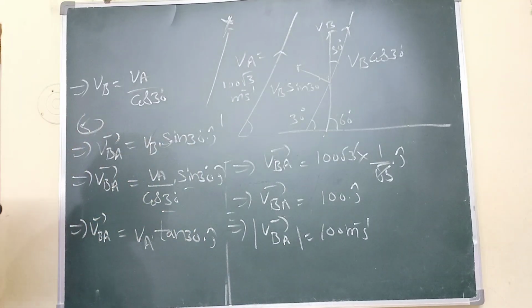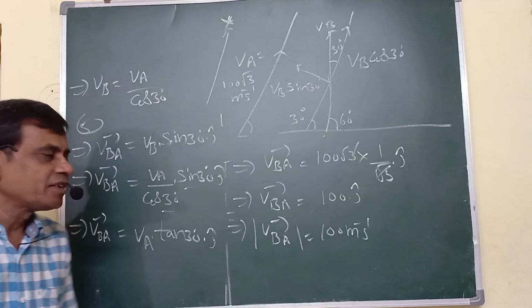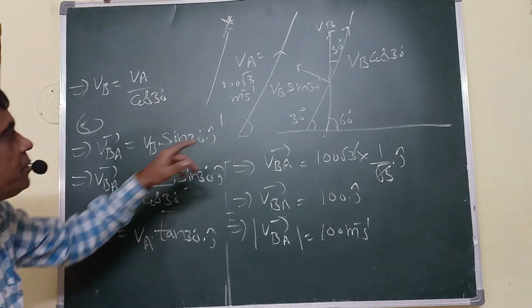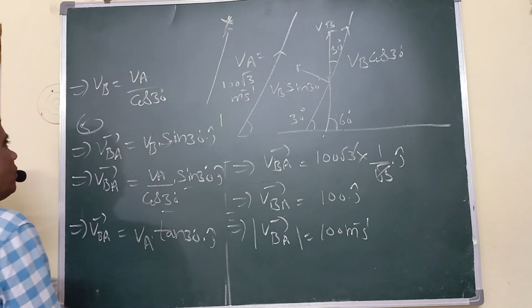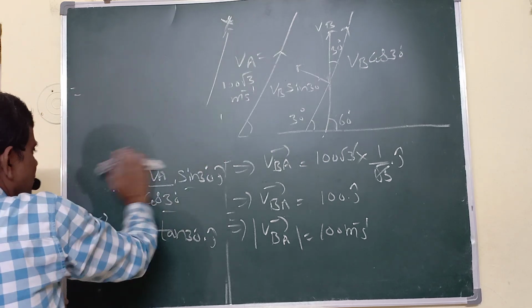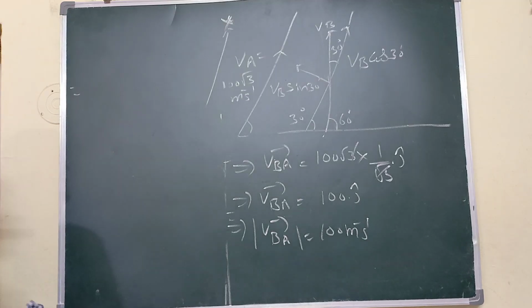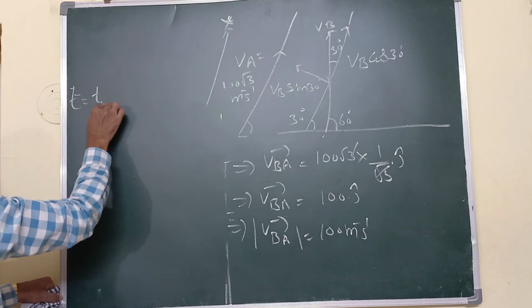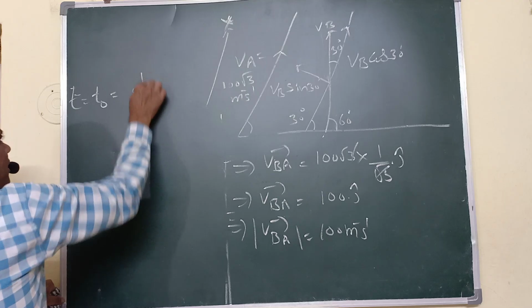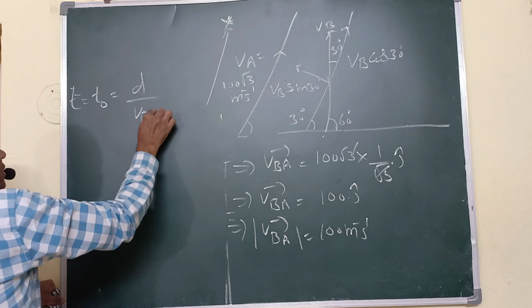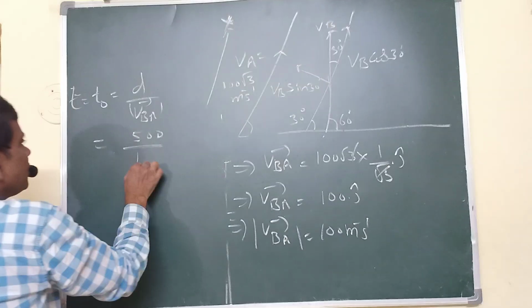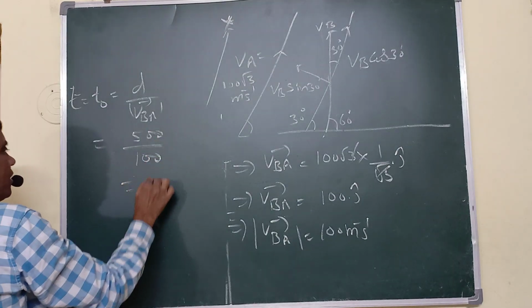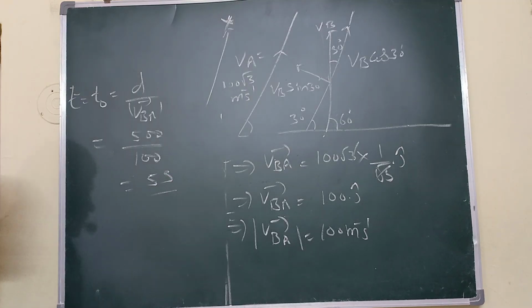I had already initially explained the concept for the meeting time: time equals to distance by relative velocity. In between these two, what is the distance? 500 meters. Already I had given that information. So the meeting time, colliding time, that equals to T naught, which is distance by relative velocity. What is the distance? 500 meters. What is the relative velocity? 100 meter per second. Finally what I am getting? 5 seconds. So after 5 seconds, these two planes are colliding. So that is the concept.